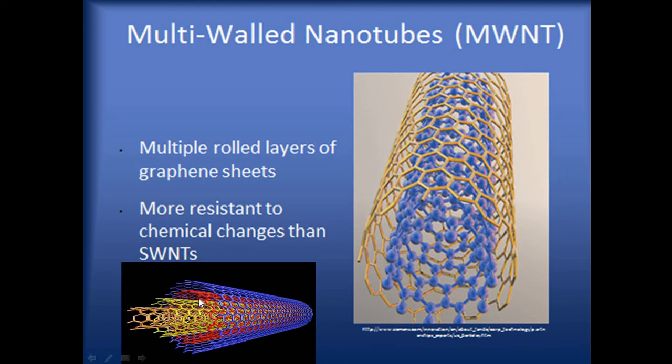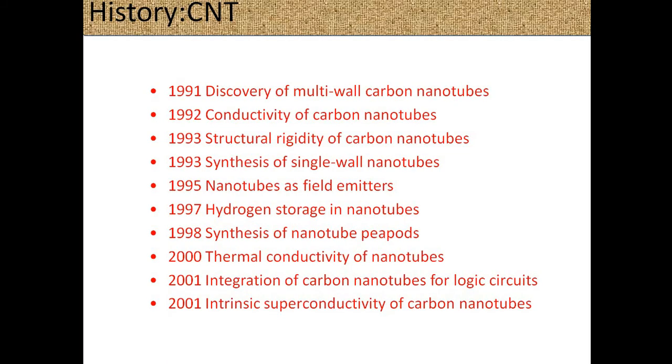This is the one wall, this is the second wall, this is the third wall, this is the fourth wall. So there are a large number of walls present inside the tube, and that's why it is called multi-wall carbon nanotube. These are more resistant to chemical changes as compared to CNT. So CNT are a little bit reactive. The multi-wall carbon nanotubes are much less reactive to chemicals.